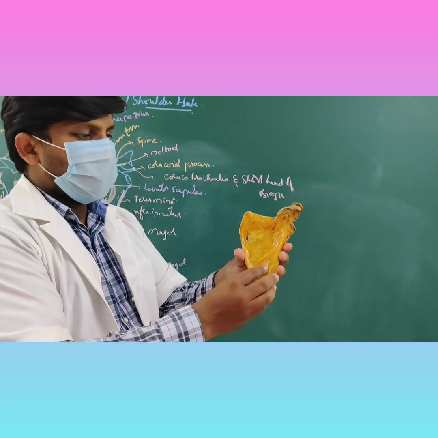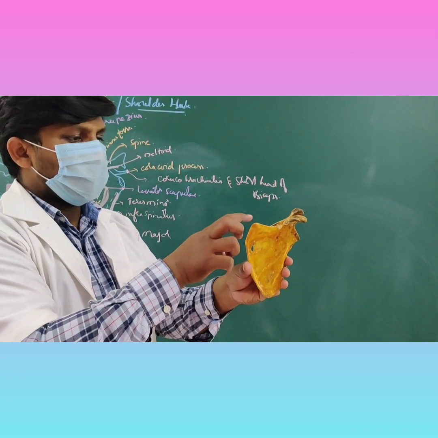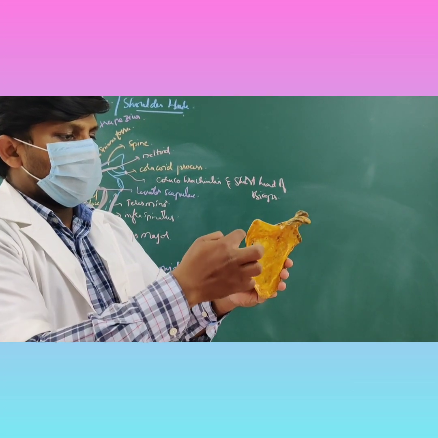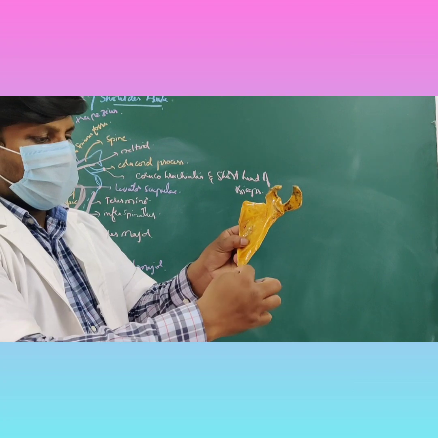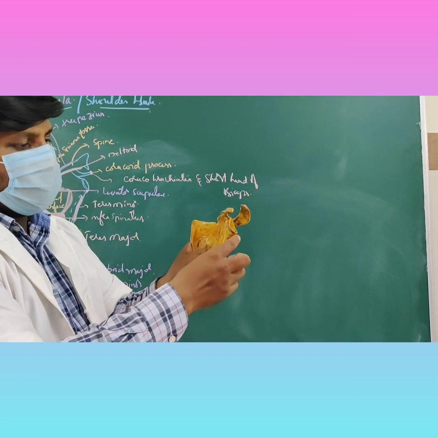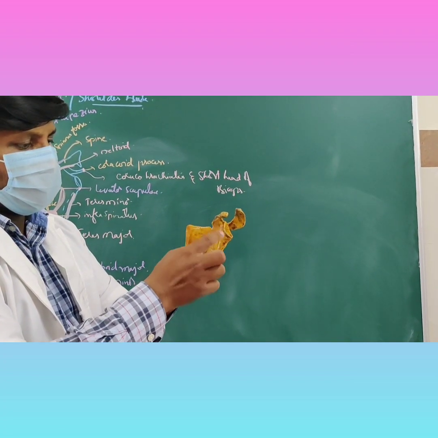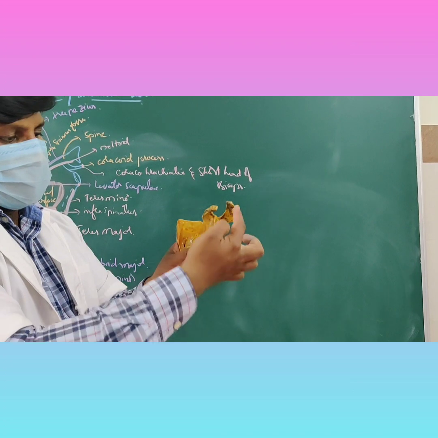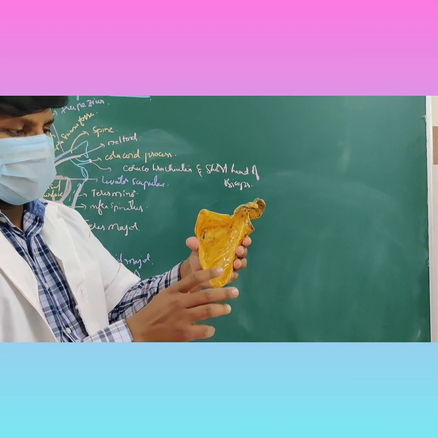We have three angles for the scapula. One is the superior angle, which is between the superior border and the medial border. Then we have the inferior angle between the lateral and the medial border. Then we have the lateral angle, which is formed by the glenoid cavity, between the superior and the lateral border. So these are the three angles of the scapula.